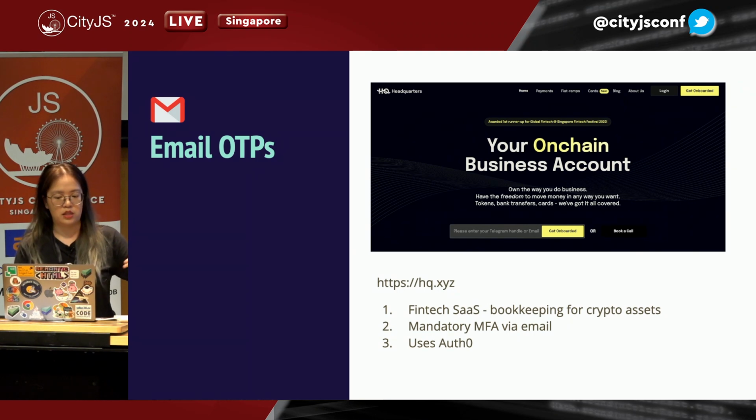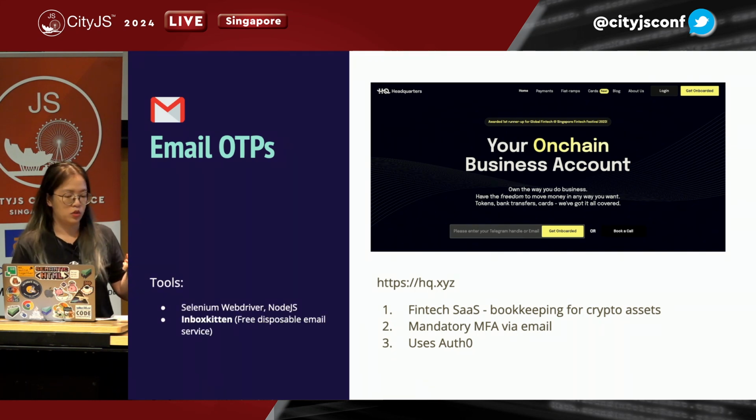Okay, so for email OTP, what we are going to test is HQ.xyz, which is a fintech SaaS, and because they are a fintech SaaS, they have a mandated MFA that is sent via email. So they are using Auth0 to implement their user authentication. And what we are going to do today is use Selenium WebDriver on Node.js, as well as Inbox Kitten, which is made by us at UNTestable. It's a free disposable email service. Okay, so let me show you.